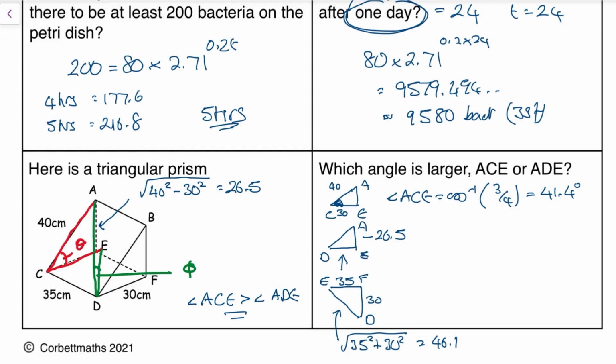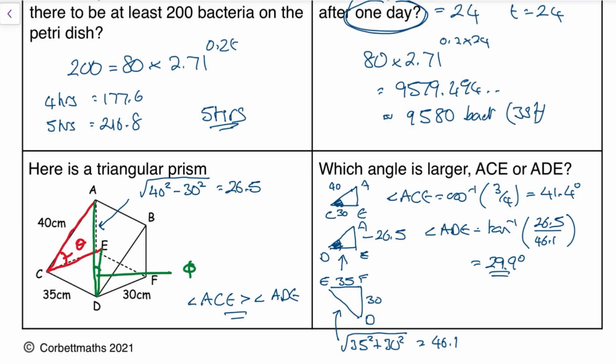So I've got my DE, I've got my AE, and so the angle I'm looking for, which I've called the green angle phi, is going to be tan minus 1. So angle ADE is tan minus 1 of opposite 26.5 divided by the adjacent, which is the one I've just worked out as 46.1. Now, before I press equals, I'm hoping this number is below 41.4, and it is, 29.9 thankfully. So 29.9 degrees. I'm pretty sure I've done all that okay.